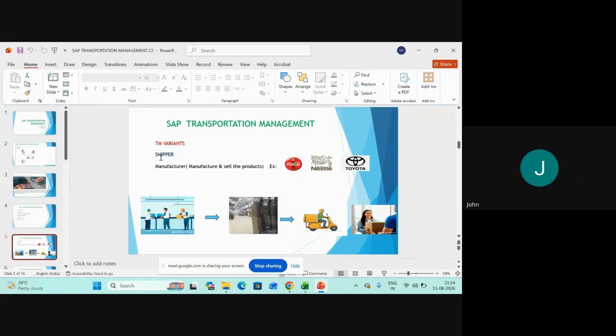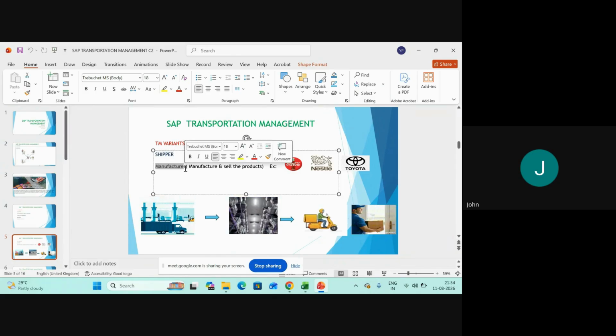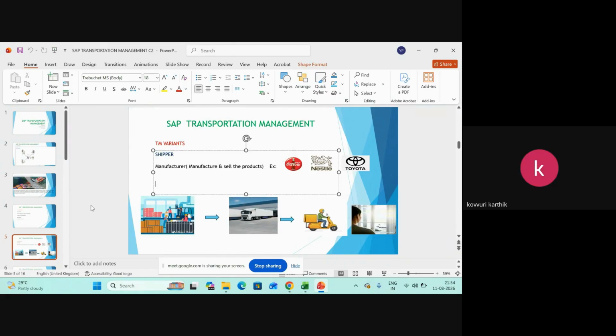The first case is the most implemented scenario. There are 92 to 95% of TMS implementations that fall under manufacturing industries. So that means they don't have any transportation management, and first time we are implementing it. Yes, that is the one.